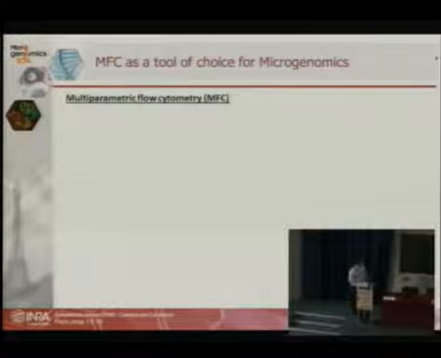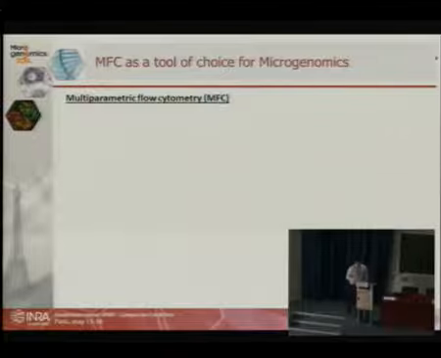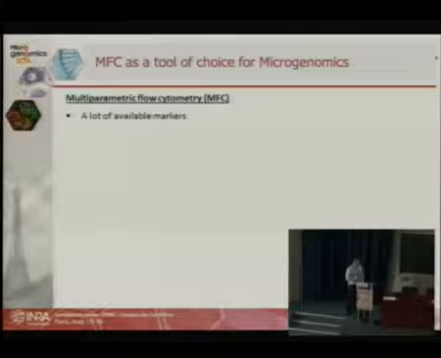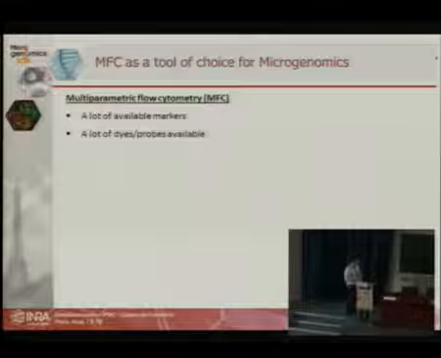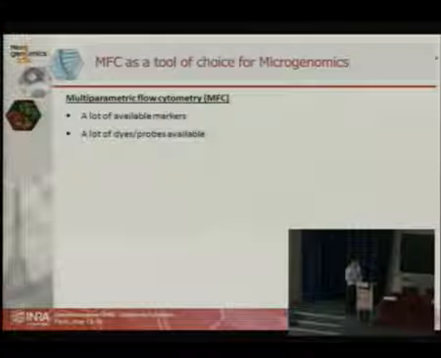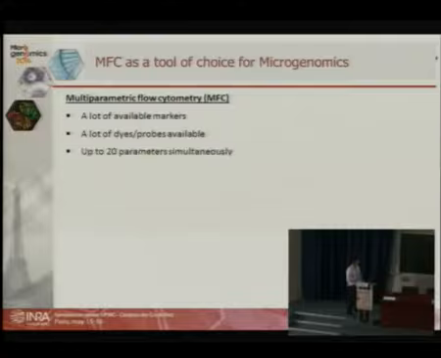So why is MFC, multi-parameter flow cytometry, such a great tool for microgenomics, at least from my point of view? It's because you have a lot of available markers, so that's really a big strength, at least in mouse and human. You really have lots of choice to test and sample yourself. You have a lot of dyes and probes available to check for viability and apoptosis markers, and many also for metabolic function, which you can assay with probes and look at by flow cytometry.